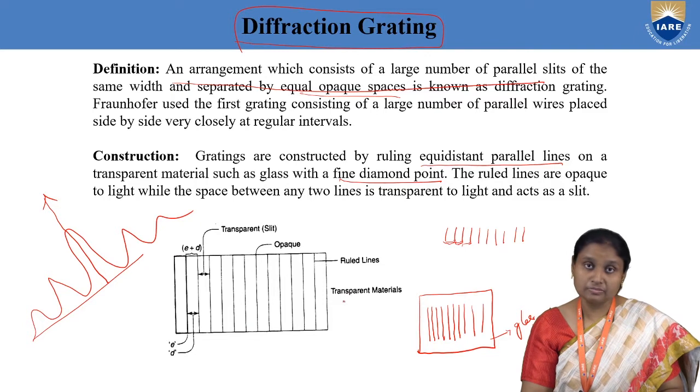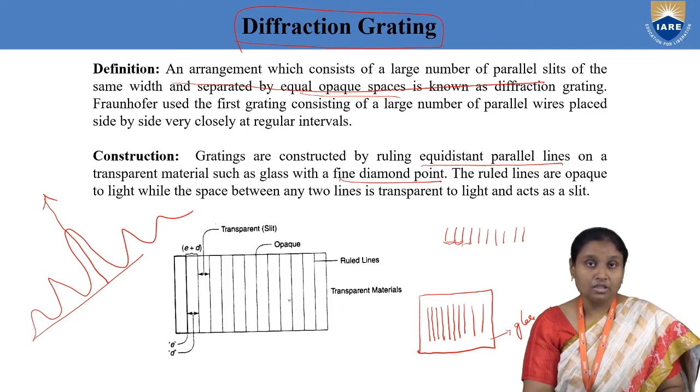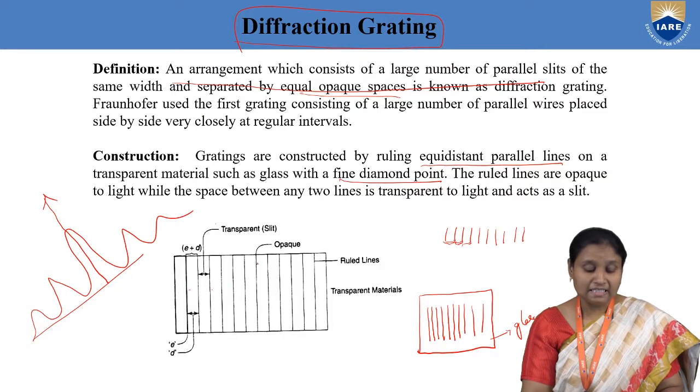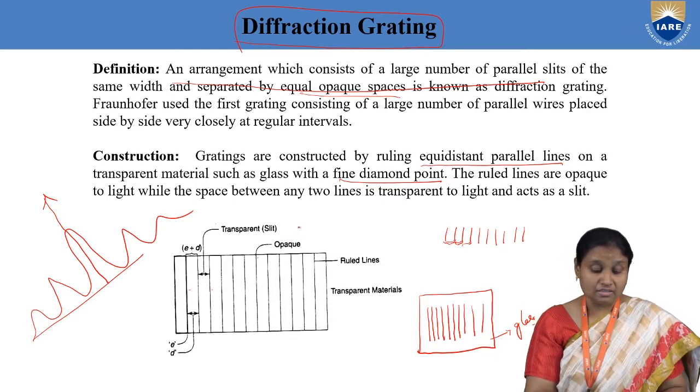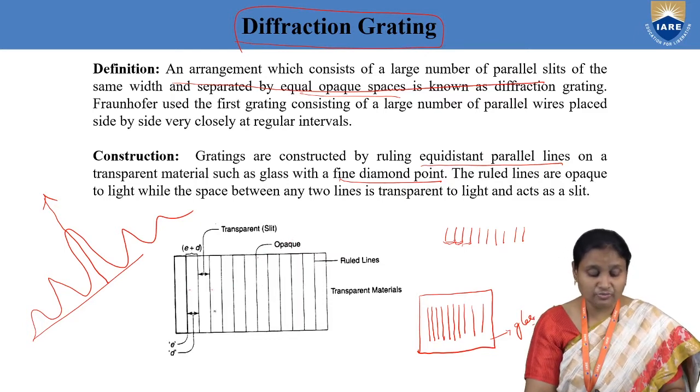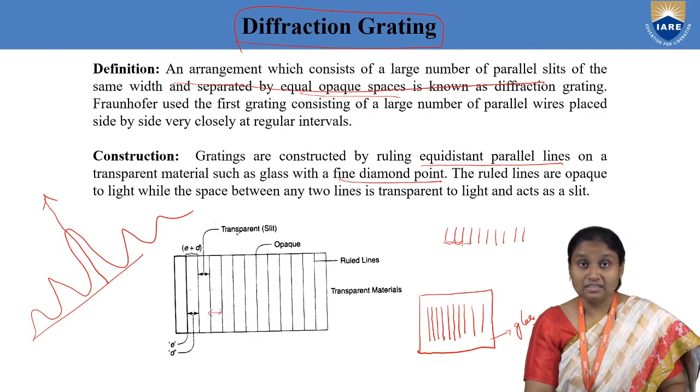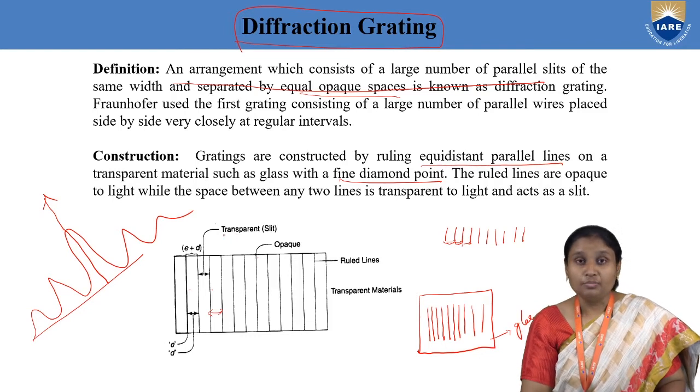I have taken transparent material, usually glass, and on that, using a fine diamond point, I have drawn these lines. And these lines, I'm saying, are opaque to light. They won't allow light to pass through them. Whereas the space between two adjacent lines will act as a slit, and this slit will allow light to pass through it. So because of this arrangement, I am going to get a large number of slits.